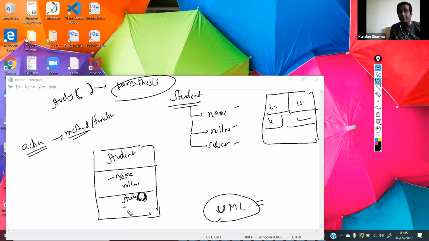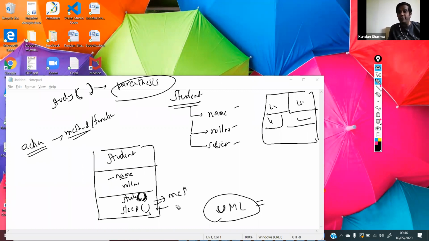Study, the student also sleeps. So you can see here study and sleep both sound like a verb. And if I say name, roll number, they sound like a noun, right? They are not sounding like any action. Anything which is an action, which sounds like a verb, we call a method.